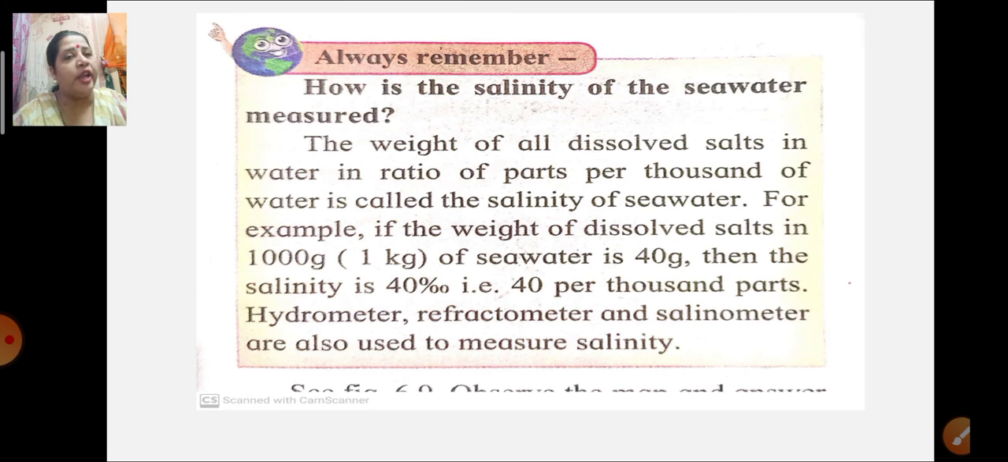Now, how can we measure salinity? With the help of a hydrometer, refractometer, or salinometer. These are the instruments we can use to measure salinity.